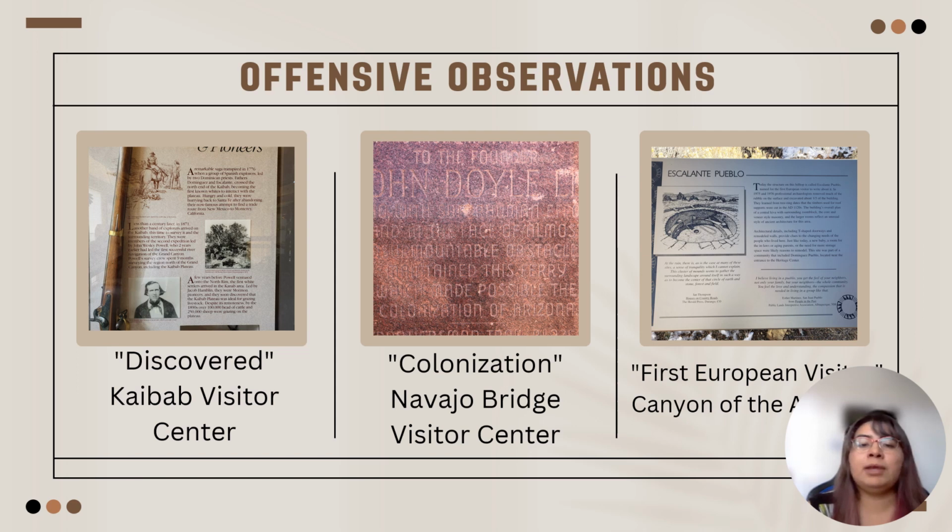And then another one being "first European visitor" at Canyon of the Ancients. Sorry if my bubble is covering that, but acknowledging that this place was named after that first visitor just doesn't seem right, especially knowing that the Pueblo may have a name for that location or may want to name it something else instead of the first European visitor.